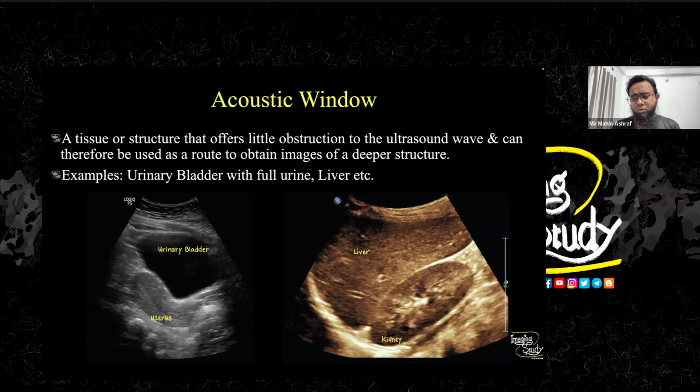Like when you are doing a lower abdominal ultrasound or pelvic ultrasound, we tell you that you should have a very well-filled urinary bladder. Why do you need the urinary bladder to be filled? Because if you fill the urinary bladder, we can use it as a window. Using this window, we try to see your uterus, prostate, or any deeper organs. Similarly, with the liver, using it as an acoustic window, we try to see the right kidney. So these are called acoustic windows, using one structure to see another one.